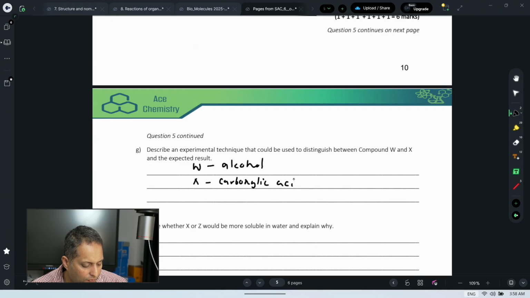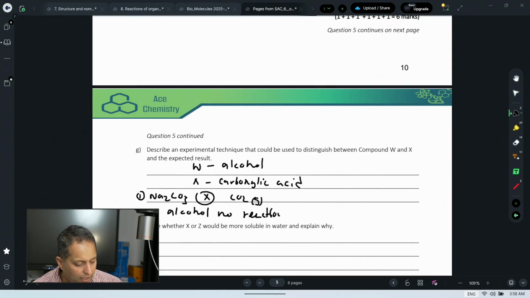Carboxylic acid, right? So how do you differentiate alcohol from a carboxylic acid? There are a lot of chemical reactions that you can do to differentiate alcohol from carboxylic acid. First one, add sodium carbonate. When you add sodium carbonate, the acid will produce bubbles, which is carbon dioxide gas bubbles, right? But with alcohol, there is no reaction.